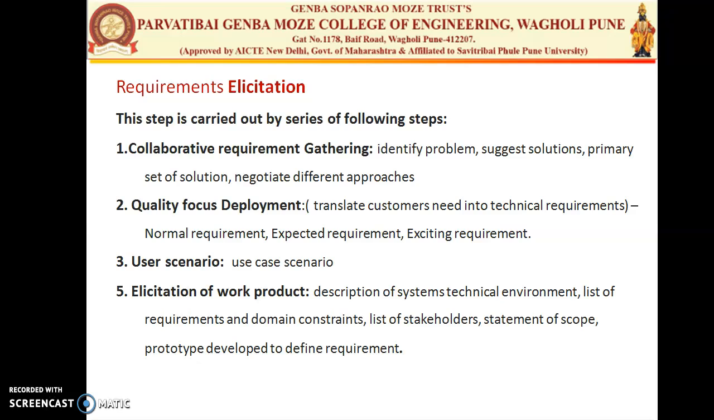Sometimes it happens that there is a set of requirements stated by the customer, still the customers want some more requirements which are not stated in the list. So that functionality is called the expected requirement, which is expected by the customers and not in the list of the normal requirements. And the third is the exciting requirements. These requirements are developed by the developers, which are not stated by the customers, which are not stated by the end users.